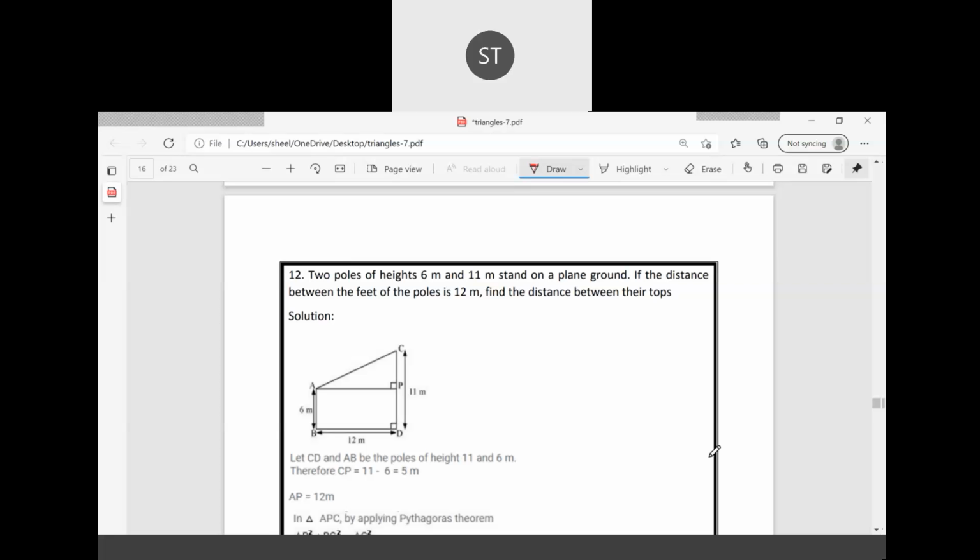So AB and CD are the poles. The poles' tops will be A and C. So the distance AC we have to calculate. The poles' heights are given. One is 6 meter and another one is 11 meter.